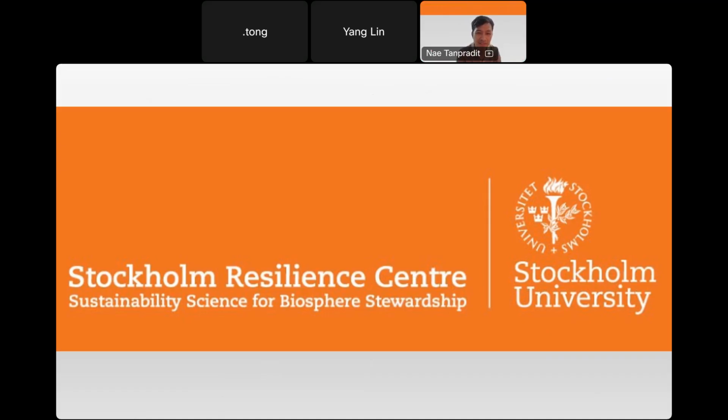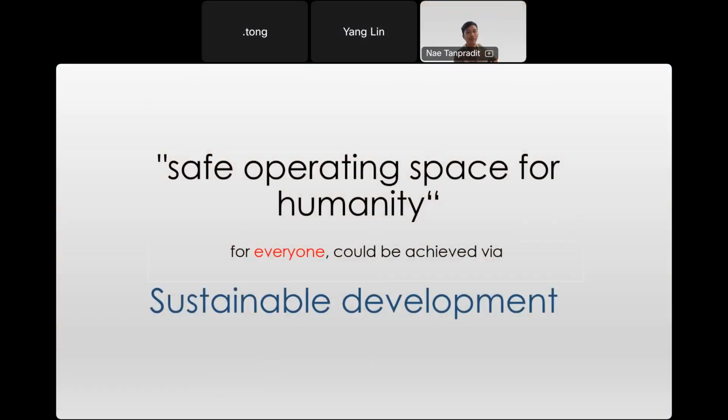It is a safe operating space for humanity, for everyone, which could be achieved through sustainable development. A safe operating space means that we live, we use water, we use energy, we consume things. All human activities should not go over this limit, the limit that the Stockholm University institute has established. So how do we operate our human activities within this limit, through sustainable development or a sustainable life?